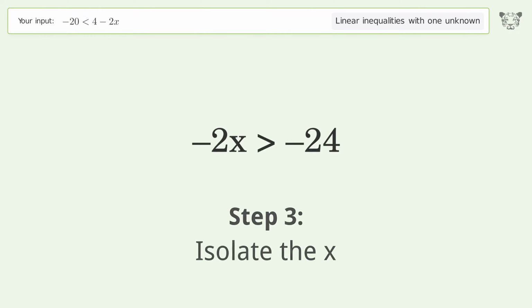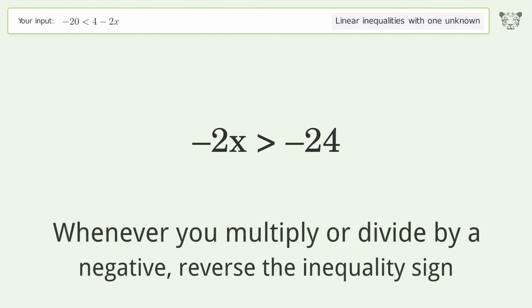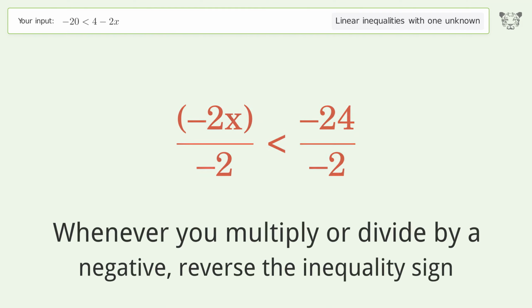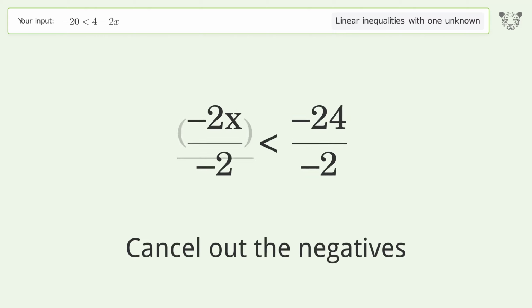Isolate the x. Divide both sides by -2. Whenever you multiply or divide by a negative, reverse the inequality sign. Cancel out the negatives.